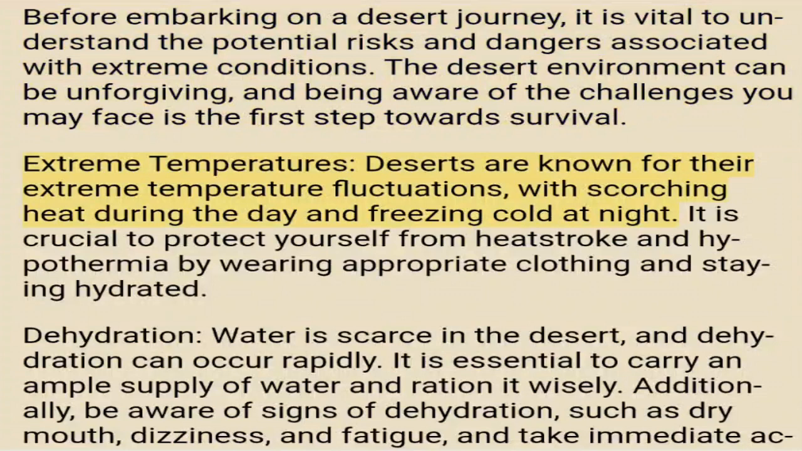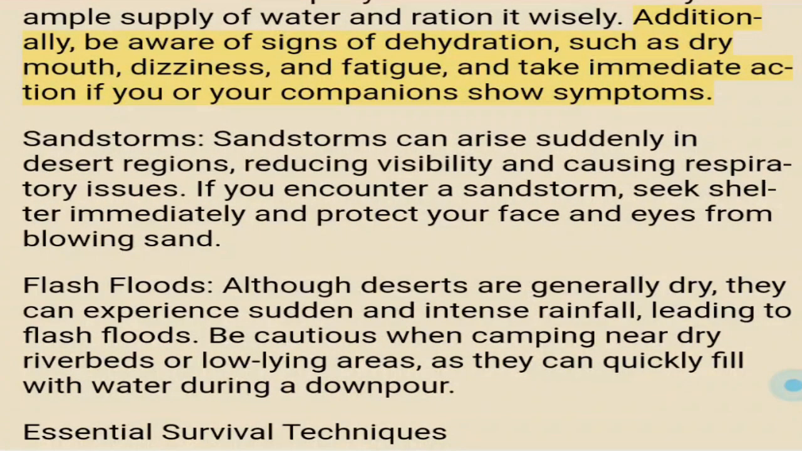Extreme temperatures. Deserts are known for their extreme temperature fluctuations, with scorching heat during the day and freezing cold at night. It is crucial to protect yourself from heat stroke and hypothermia by wearing appropriate clothing and staying hydrated. Dehydration. Water is scarce in the desert, and dehydration can occur rapidly. It is essential to carry an ample supply of water and ration it wisely. Additionally, be aware of signs of dehydration, such as dry mouth, dizziness, and fatigue, and take immediate action if you or your companions show symptoms.